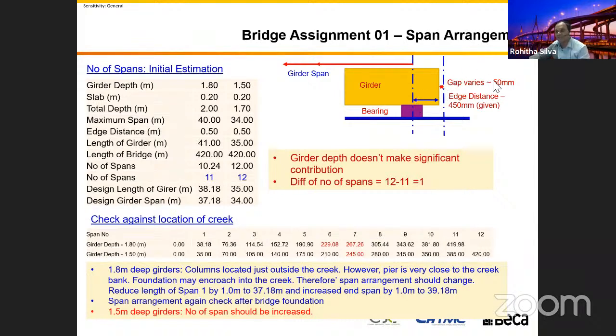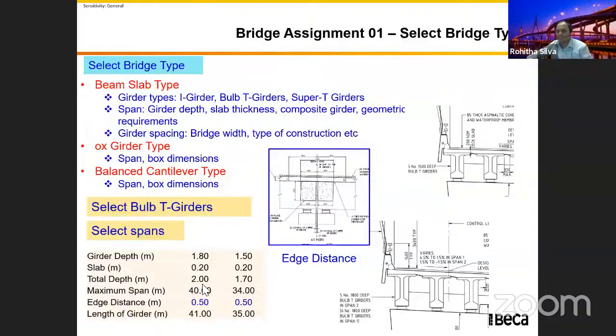And when you place the other girder, because this bridge is not single span, many span, even single span, there's always a gap. This gap in here, then combine them together, 450 plus the gap 50 millimeter, then you get total 500 millimeter or 0.5. So then if your span in the girder is 40 meters, when you add the end distances, your girder length for 1.8 is 41 meters. Then for 1.5 meter deep one, 35 meters.